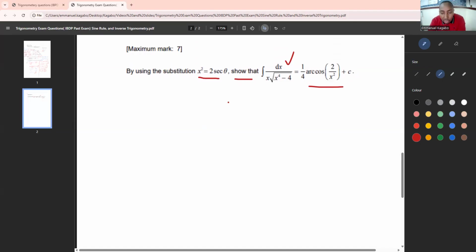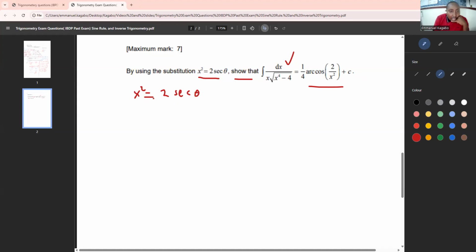Now, this is a question about integration related to the integration of inverse trigonometric functions. So let us start the question and see. What do we have? We have x squared equals 2 sec theta. This is what we have as a starting point.